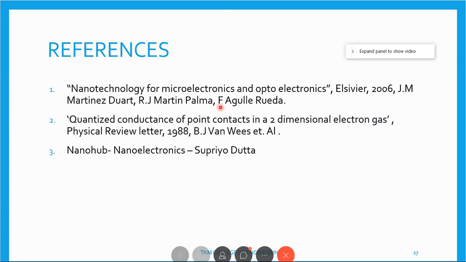The first reference is one of their textbooks, and I think most of them will have the soft copy of the textbook. The second one is from a paper; I have the copy and I can send it. And the next is an online course I attended.